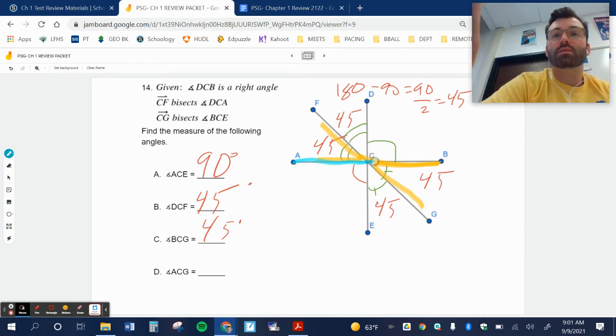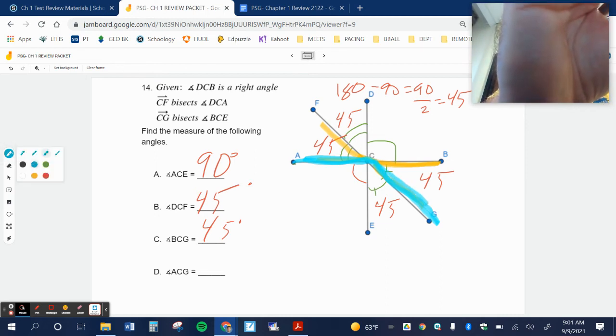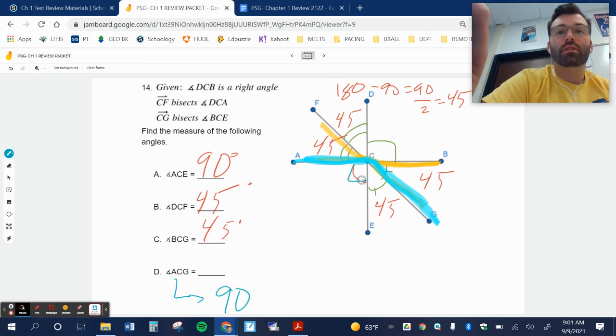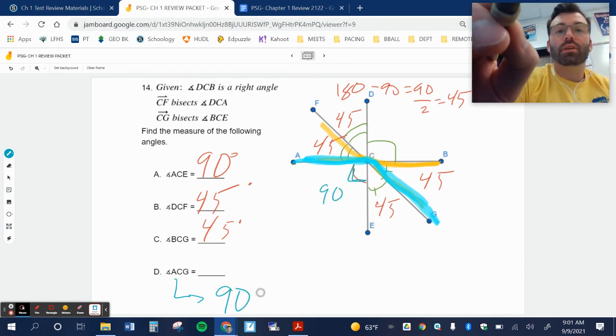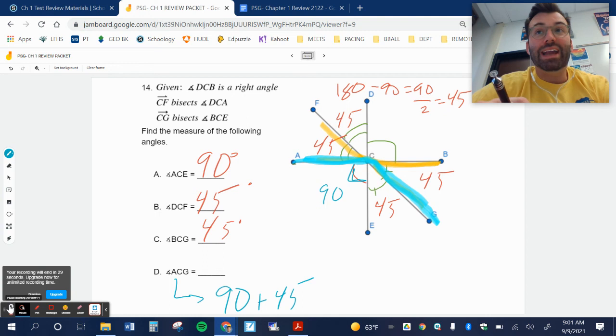All right, ACG is right here. Well, ACG is 90, which came from right here, plus 45. 90 plus 45 is 135. All right, so now I get 135 here, and that's it.